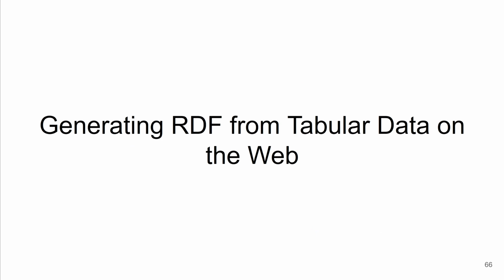So we already talked about the annotation part and the validation part of the CSV on the web. And now let's talk a bit about the third use case for CSV on the web, and that's generating RDF from the tabular data described in this way. I already told you how to generate RDF from XML and from JSON in the other lectures, and today we are going to take a look at how to generate RDF from CSV files on the web.